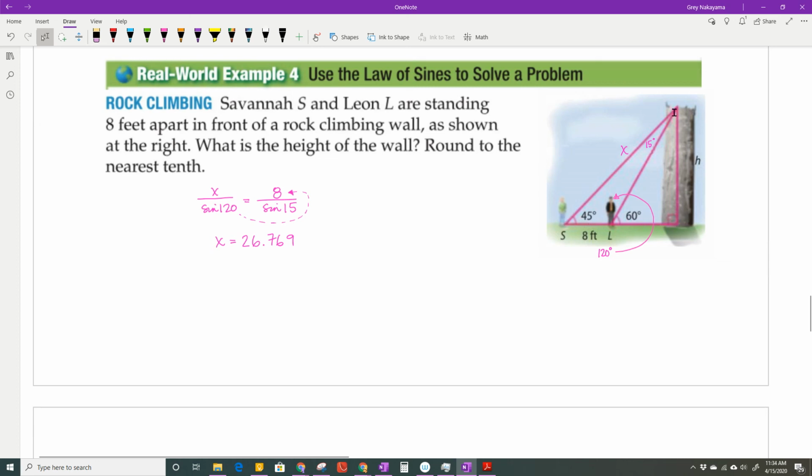Now, this particular problem, if you recognize, if that's 45 degrees, then this is a special right triangle. So special right triangle means if I know the hypotenuse, how do I find the leg? I divide by the square root of 2. And when you do, you get an answer of 18.928, which rounded to the nearest tenth becomes 18.9.